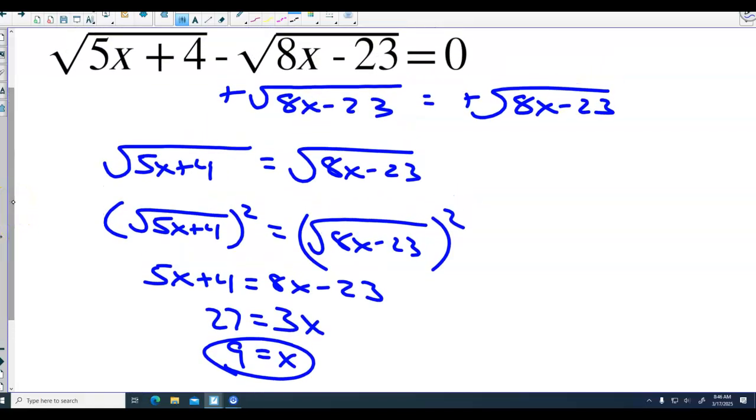5 times 9 is 45, plus 4 is 49. Square root of 49 is 7. 8 times 9 is 72, minus 23 is 49. The square root of 49 is 7. And 7 minus 7 is 0. It does work out.